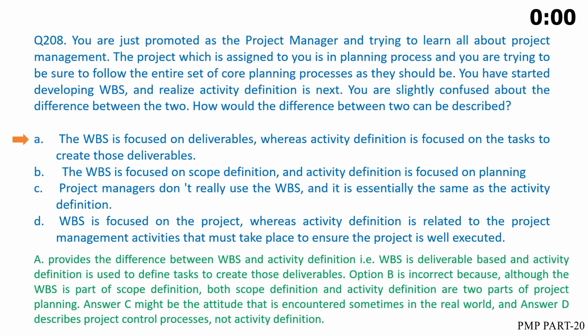The correct answer is A. It provides the difference between WBS and activity definition, i.e. WBS is deliverable-based and activity definition is used to define tasks to create those deliverables. Option B is incorrect because, although the WBS is part of scope definition, both scope definition and activity definition are two parts of project planning. Answer C might be the attitude that is encountered sometimes in the real world, and answer D describes project control processes, not activity definition.